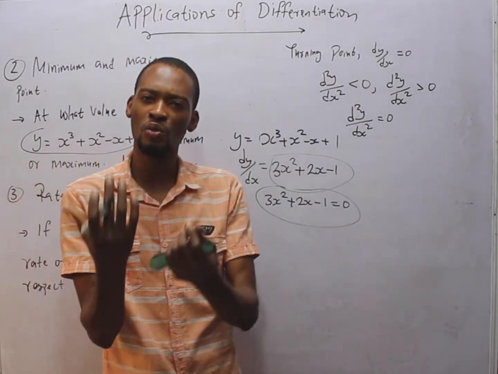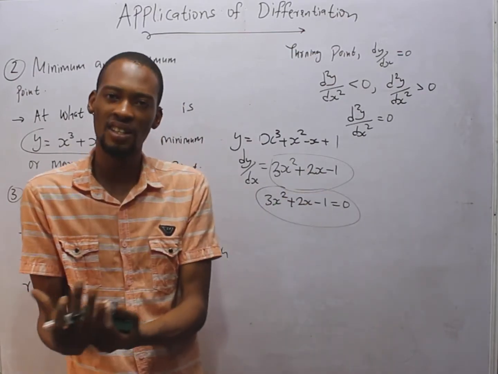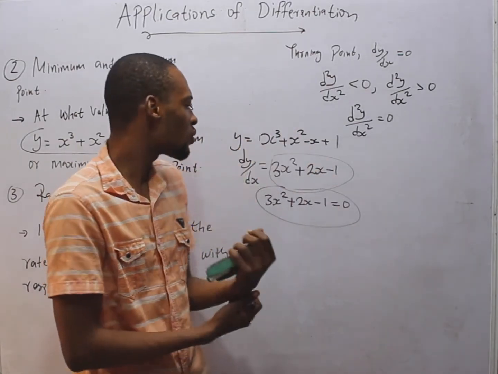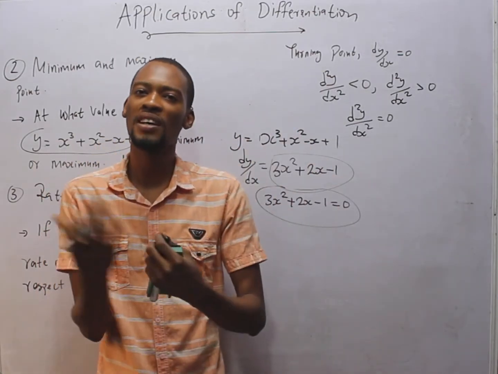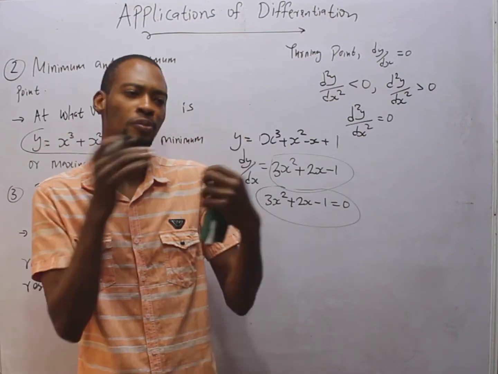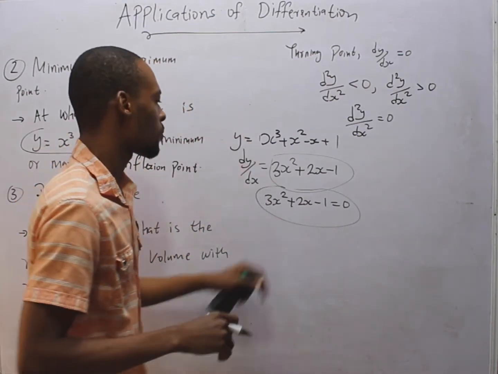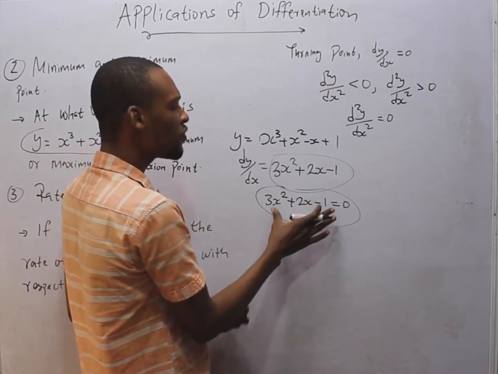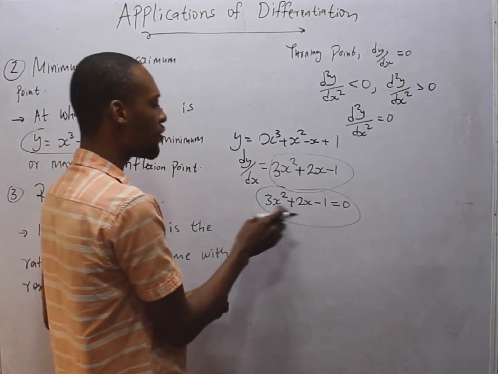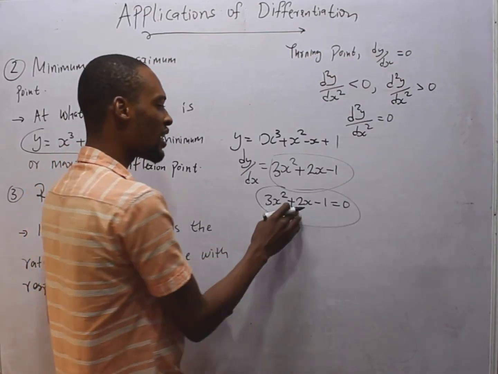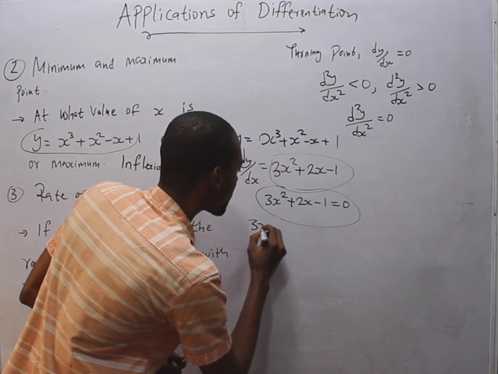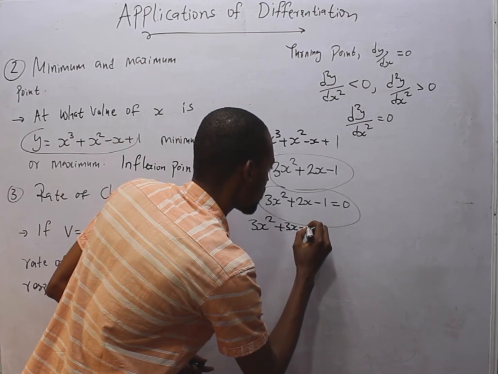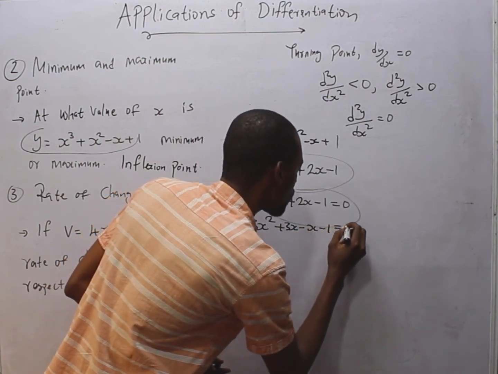If in this case dy/dx is equal to 0, we've been able to get a quadratic equation. What do you do to a quadratic equation? You solve or you factorize to get the two values of x, x1 and x2, or you can call the first value x and the second value y, or whatever you choose to do. Factorizing this, you look for what you can multiply to get 3 and add or subtract to get plus 2. This becomes 3x squared plus 3x minus x minus 1 is equal to 0.